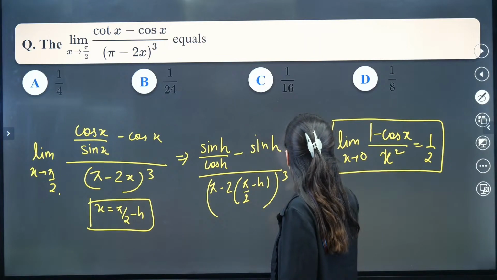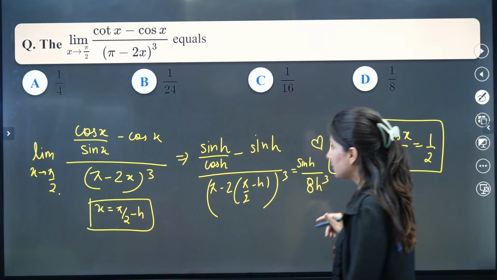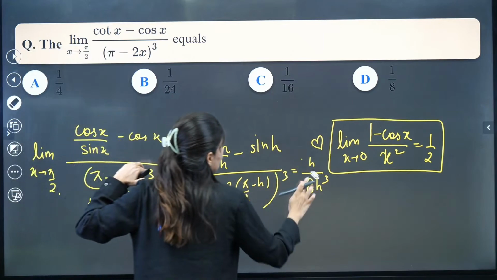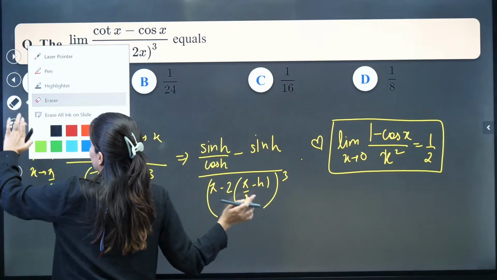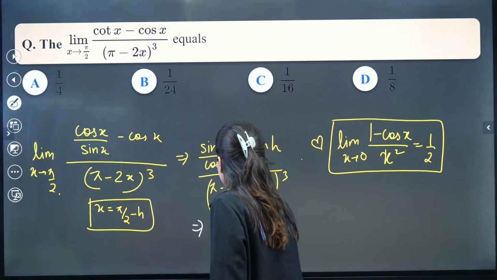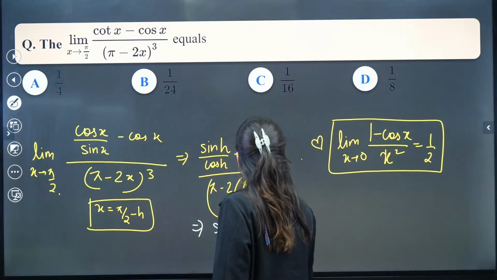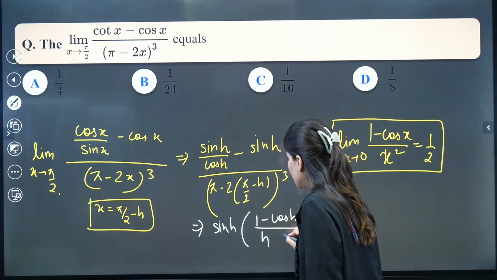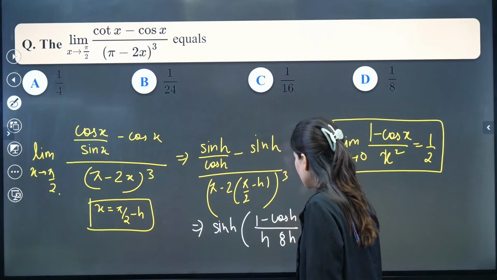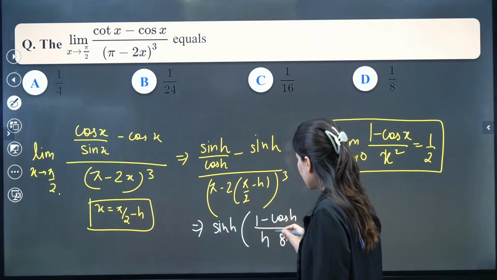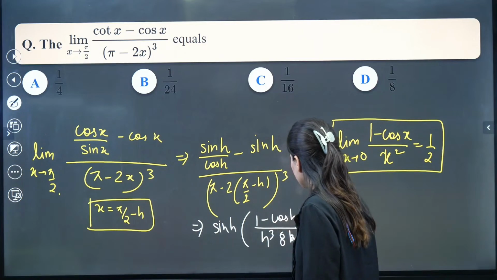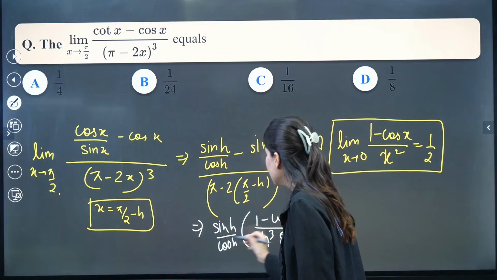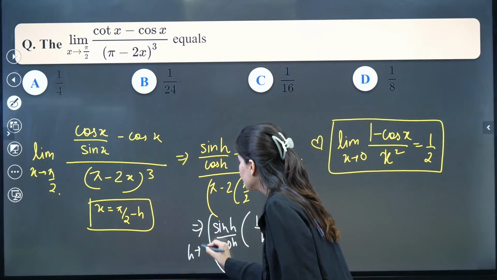Sin h we can take common. And we are left with what? Let me just write it down over here. If I take common, what do I get? Sin h will be common. Okay, this is 1 minus cos h upon h. And this is going to be 8h cube, right? Sorry, this is h cube, 8h cube. And this is going to be cos h as well. All right, and h tends to 0.